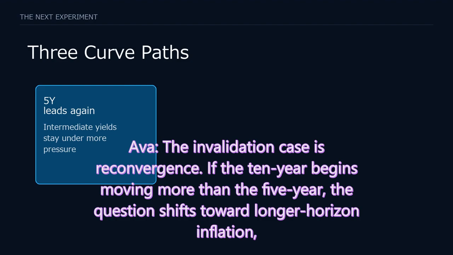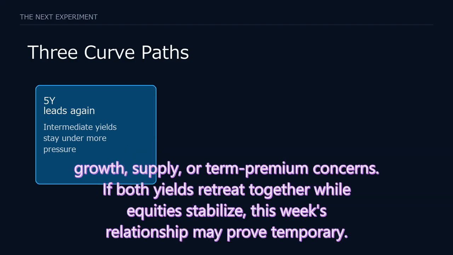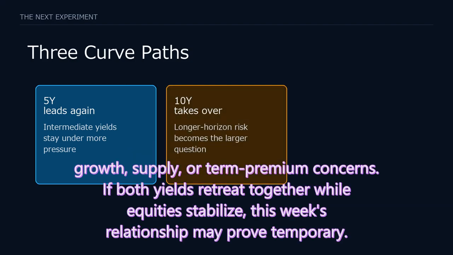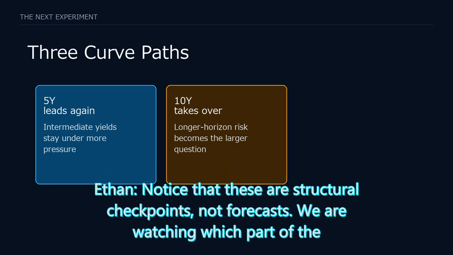If the 10-year begins moving more than the 5-year, the question shifts toward longer horizon inflation, growth, supply, or term premium concerns. If both yields retreat together while equities stabilize, this week's relationship may prove temporary. Notice that these are structural checkpoints, not forecasts.